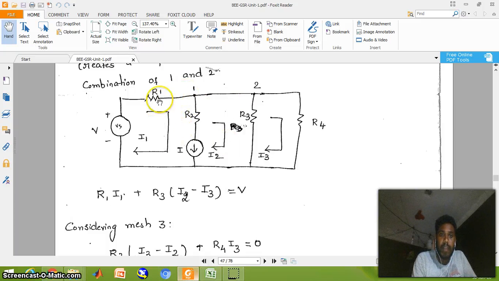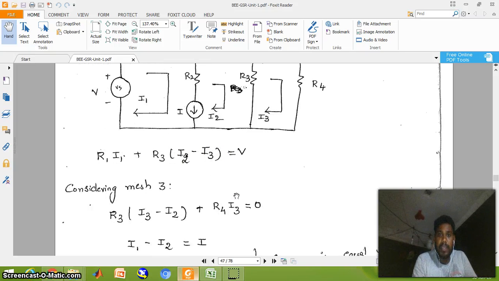So the voltage across R1 is the current through R1 into R1. So the current through R1 is I1, so R1 into I1, plus the current through R3 is I2 minus I3, because the upper current is I2, the down current is I3. So our net direction is the same as I2, so the net current is I2 minus I3. So the current through R3 is I2 minus I3. The voltage value is (I2 minus I3) into R3. That is equal to V. So this is the one equation.